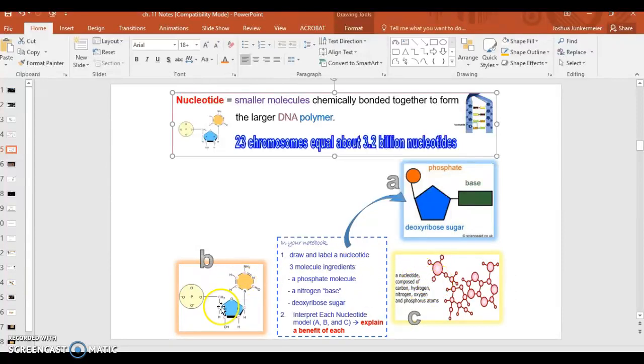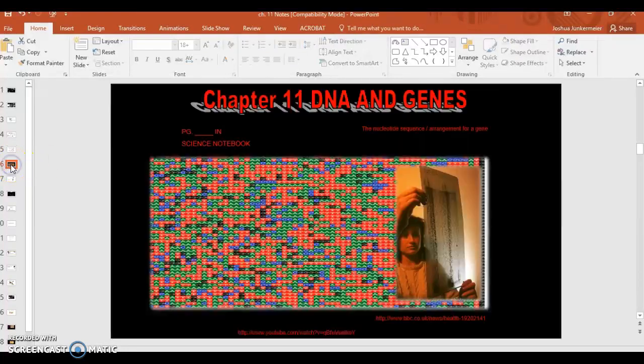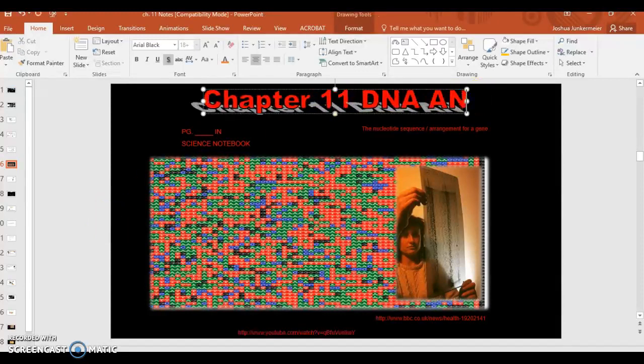Now there are 3 different models, all of the same thing. They're just 3 different models of a nucleotide. 3 different ways of showing a nucleotide. Alright, let's move on to slide 6. Slide 6 is pretty good, but we gotta fix it and add that great name.